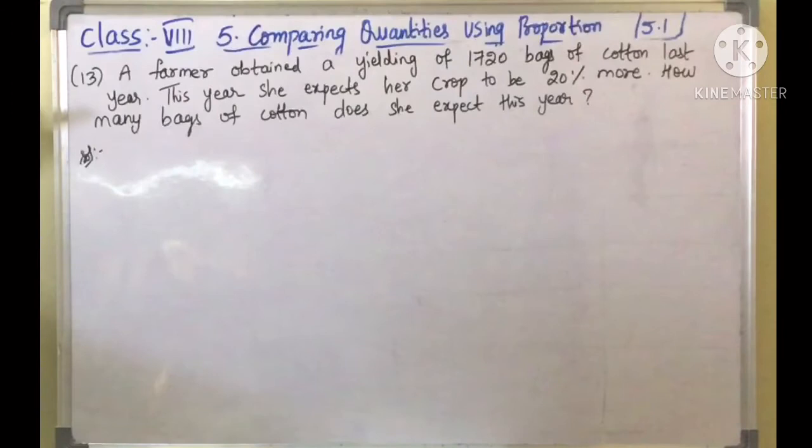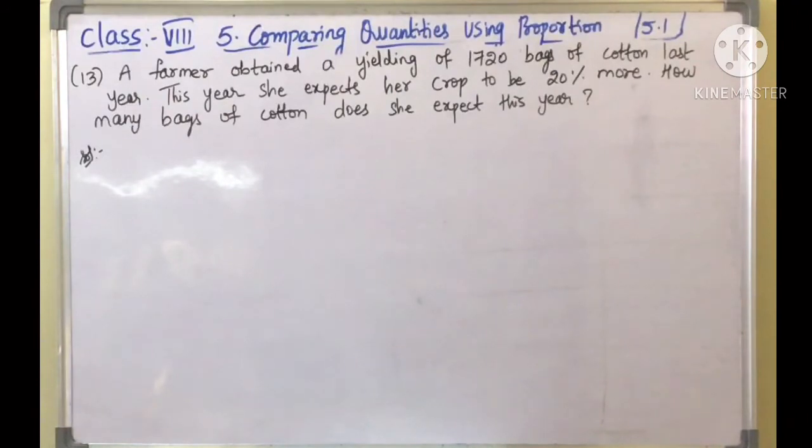Coming to 13th question children. A farmer obtained a yielding of 1720 bags of cotton last year. This year she expects her crop to be 20% more. So how many bags of cotton does she expect this year? So last year it was 1720 bags of cotton, right? But this year she is expecting 20% more children. Means first you need to find the 20% means how many bags. Okay. So here how to write the step?